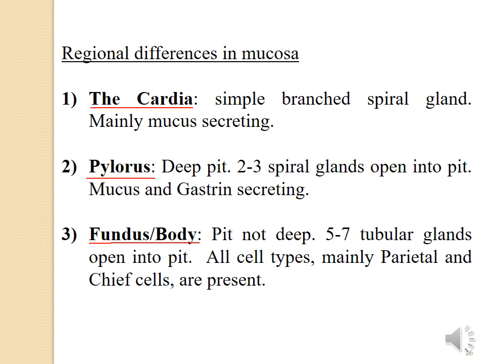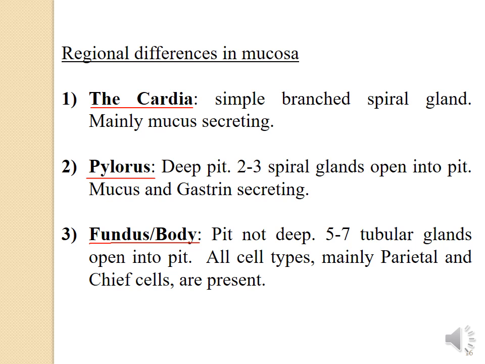they have the majority of parietal and chief cells, whereas the cardia and the pylorus are mainly mucus secreting, and gastrin is mainly secreted in the pylorus. Now here one must think, why in the cardia and why in the pylorus the glands are mainly mucus secreting?